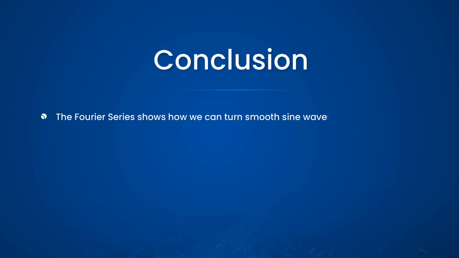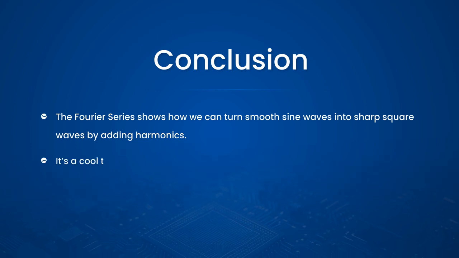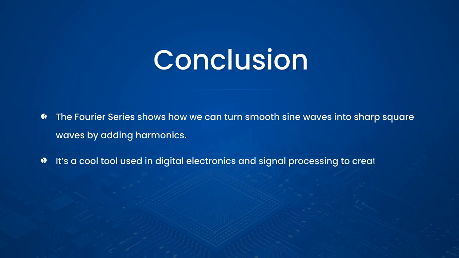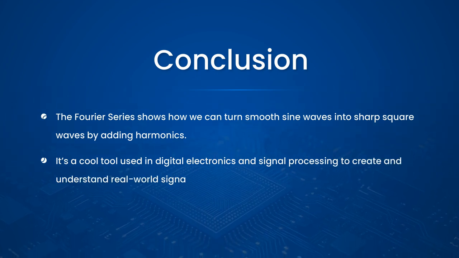Conclusion. The Fourier series shows how we can turn smooth sine waves into sharp square waves by adding harmonics. It's a cool tool used in digital electronics and signal processing to create and understand real-world signals.